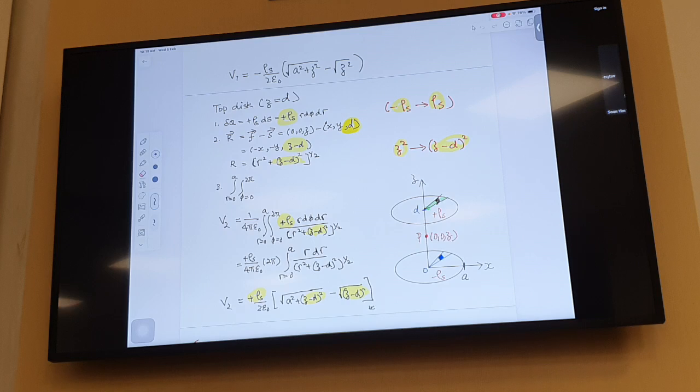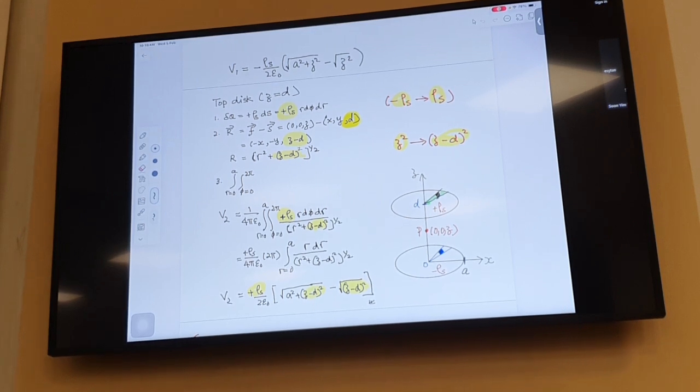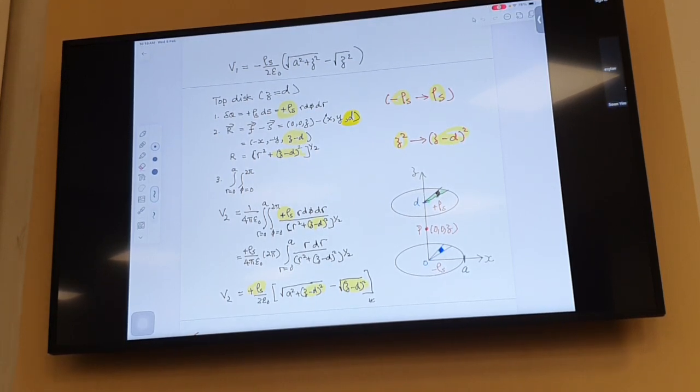So from the solution for V1, you apply symmetry. When you do V2, minus rho s changes to plus rho s, and the distance measured from the origin, z squared here, changes to z minus d squared.